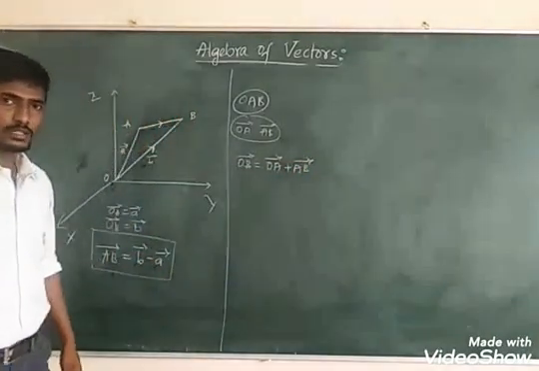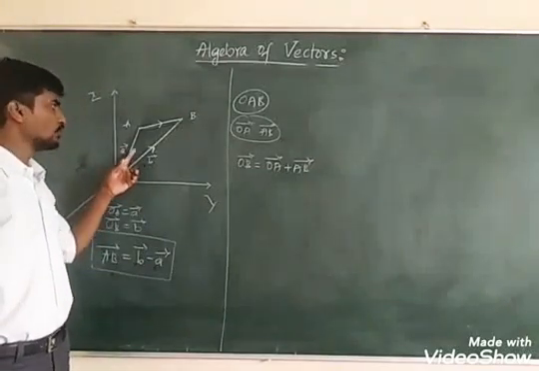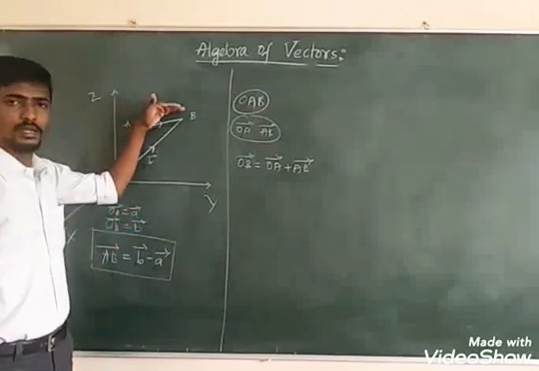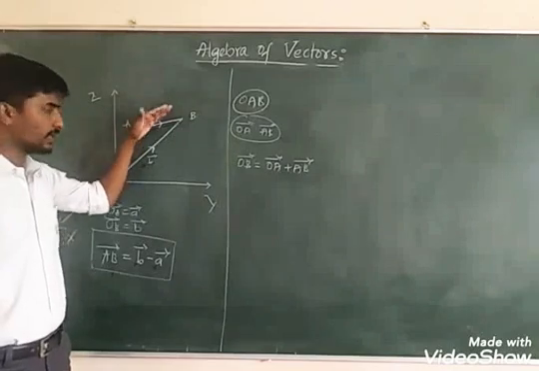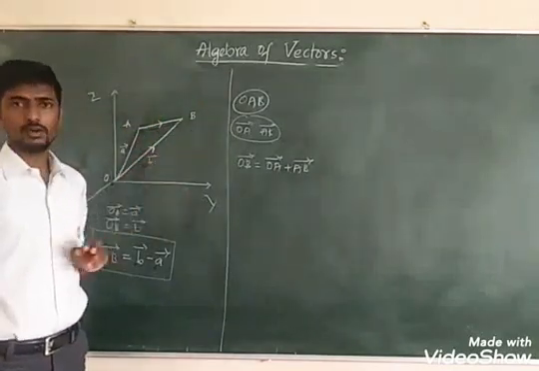So what is the statement of the triangle law? If two vectors are acting along two sides of a triangle taken in one order, then the resultant vector is acting along the third side of the triangle taken in reverse order.